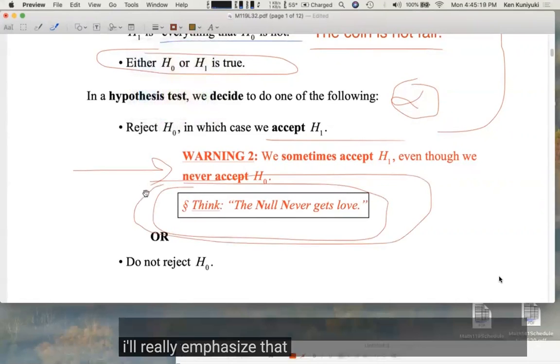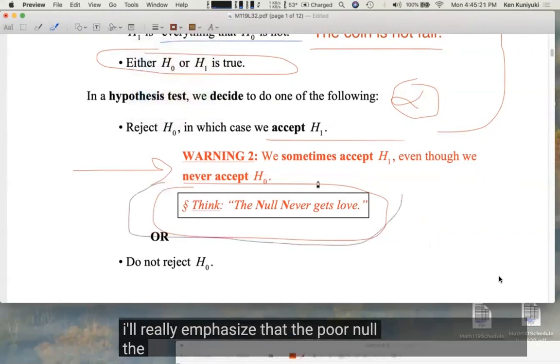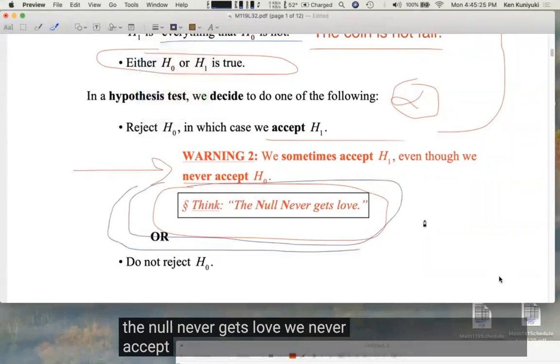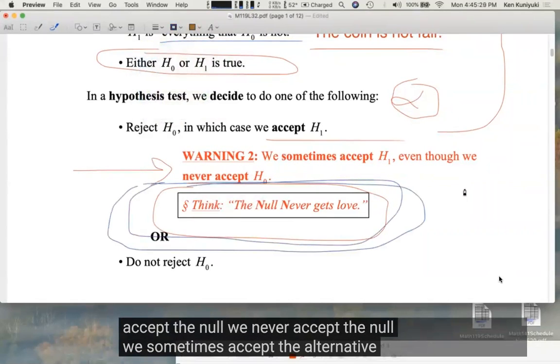I'll really emphasize that. The poor null. The null never gets love. We never accept the null. We sometimes accept the alternative.